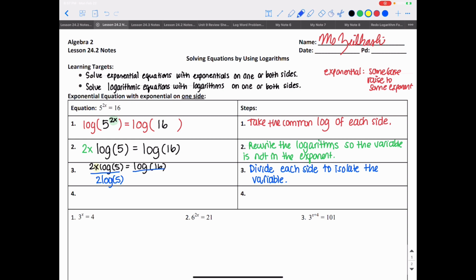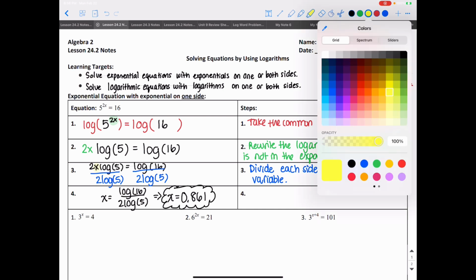And I'm going to do that. What I do on one side, I have to do on the other. So divide by 2 log of 5. And then I'm going to solve what this is. So I'm going to have x on the left-hand side is equal to log of 16 divided by 2 log of 5. And then I'm going to put that in my calculator. And when I put that in my calculator, I'm going to end up with x is equal to 0.861 if I round to the nearest thousandths place. So this is my answer.